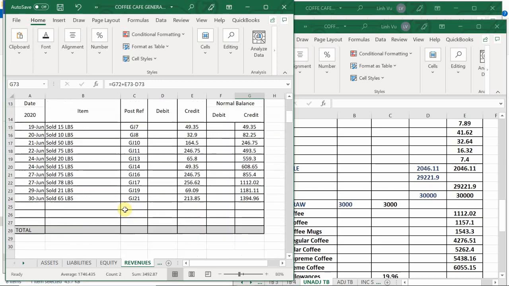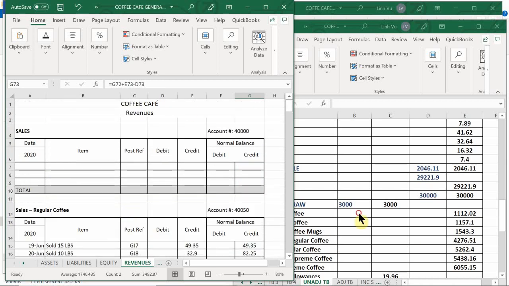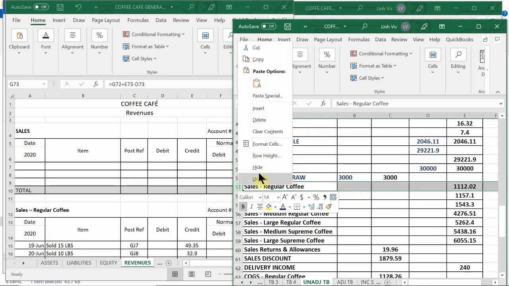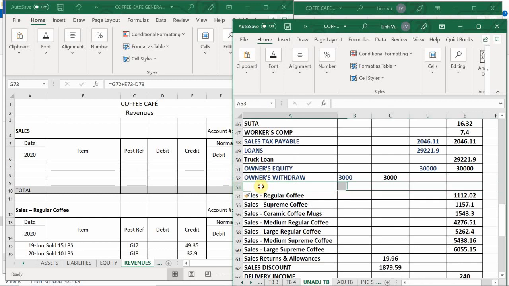Now, sales is going to be the largest section here because sales will include the sales of regular coffee, supreme coffee, ceramic coffee mugs, medium regular, large regular, medium supreme, and large supreme. So I'm going to go ahead and insert a line here to reflect my total sales. Those are all going to be considered under sales.